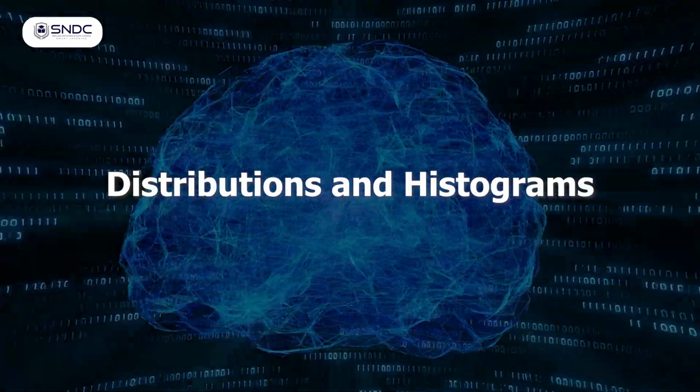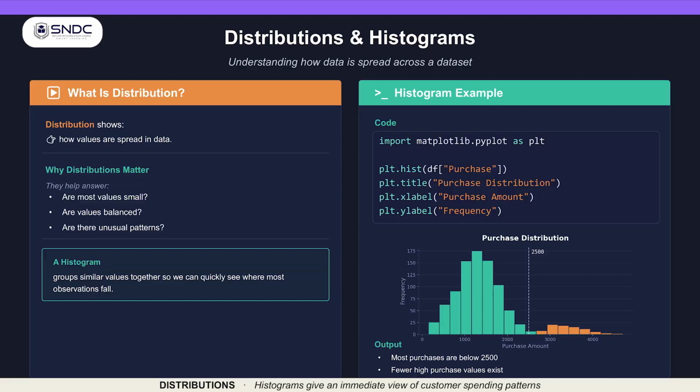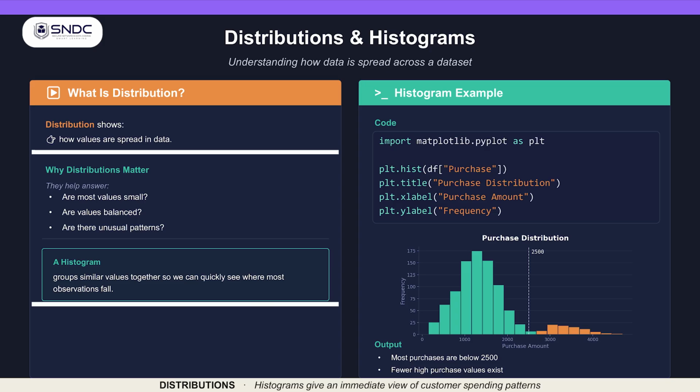Distributions and histograms. Statistics isn't only about numbers, it's also about understanding how data is distributed. A distribution shows how values are spread across a dataset. One common way to visualize this is with a histogram. A histogram groups similar values together so we can quickly see where most observations fall. In our customer dataset, most purchase amounts are below $2,500, while only a few customers make larger purchases. This gives Matthew an immediate understanding of customer spending patterns.